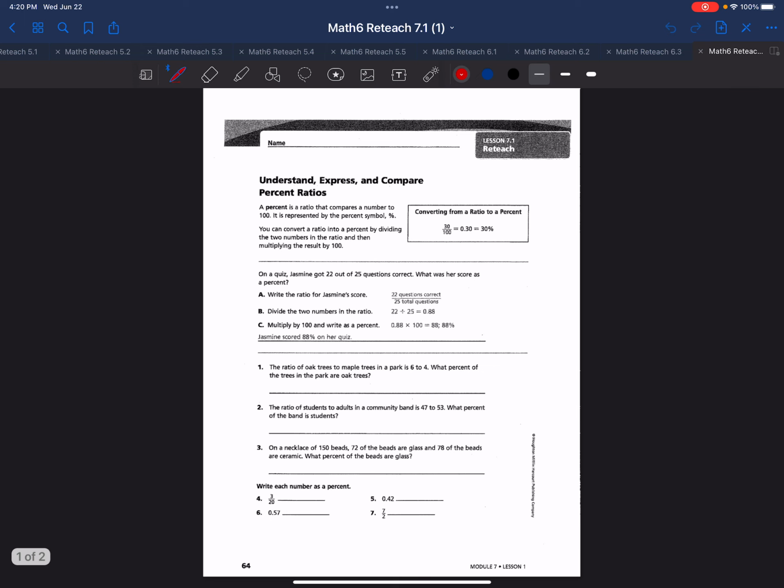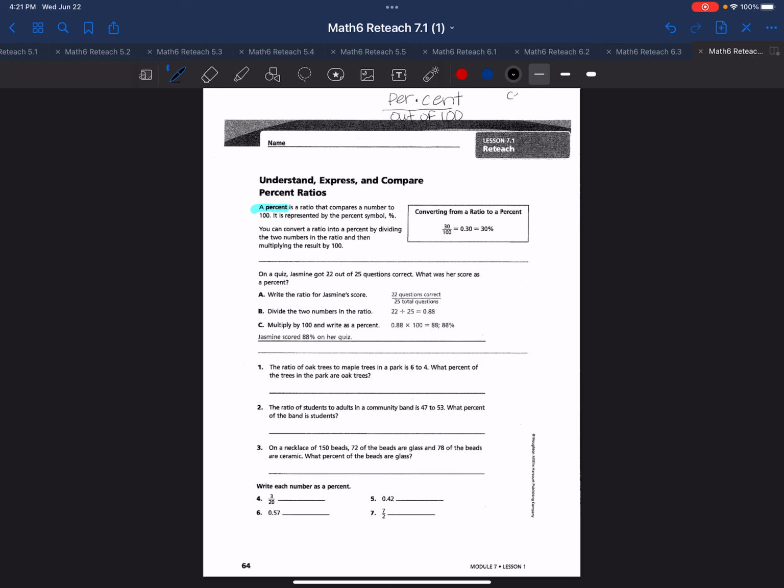Let's review some vocabulary for today. Our key vocabulary word is percent. So I encourage you to write these down in a notebook. If we look at the word percent, the prefix is per, and the suffix is cent, which means out of 100.